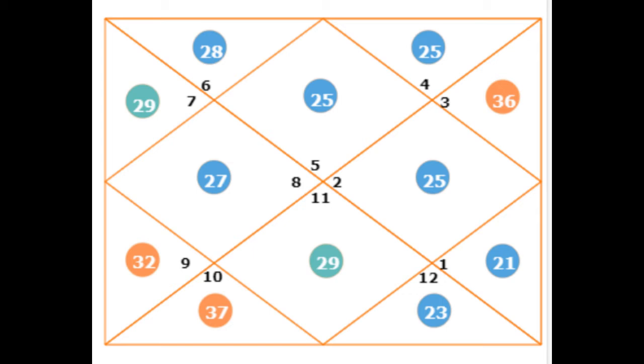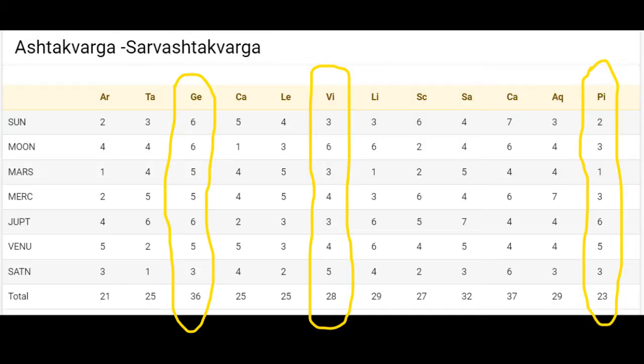When you're looking at these numbers, 28 is the average number. Above 28 is good, and anything below 28 is not that great. 28 to 30 is average. So that's how you look at these numbers.